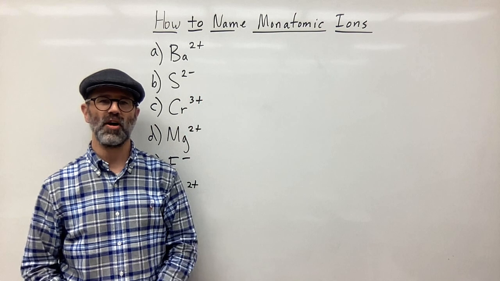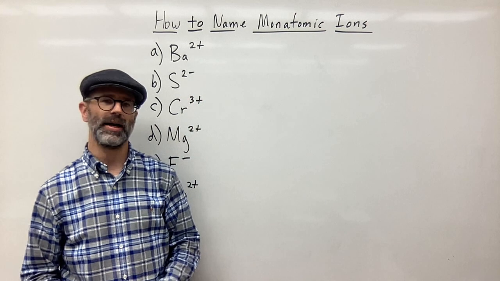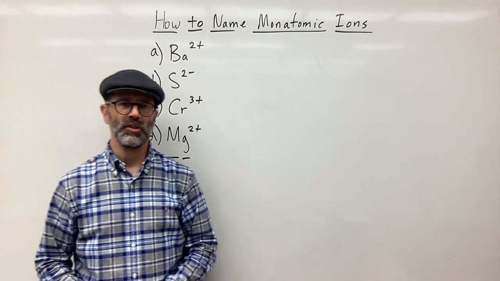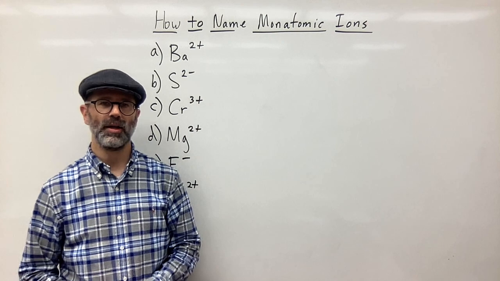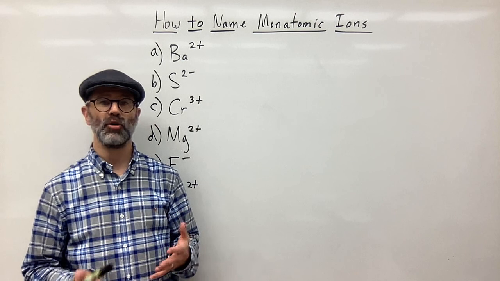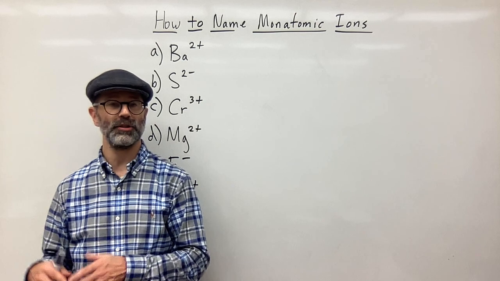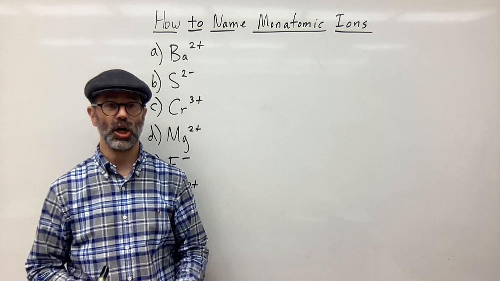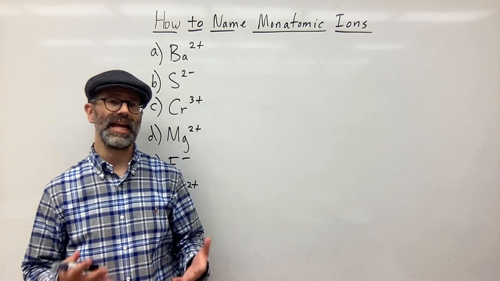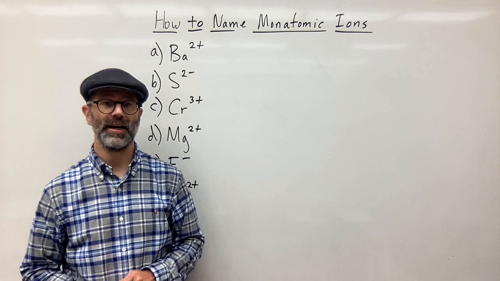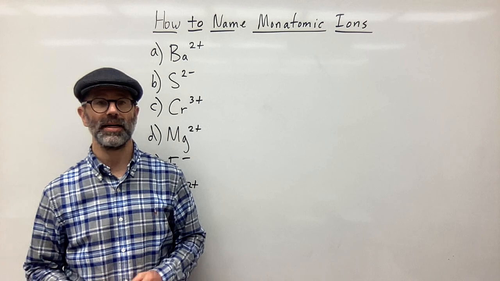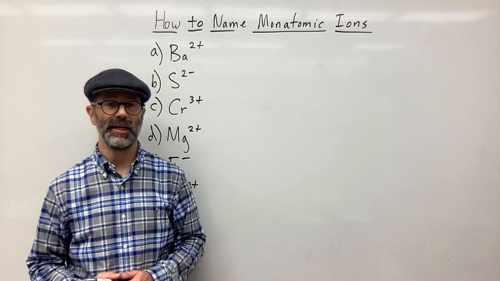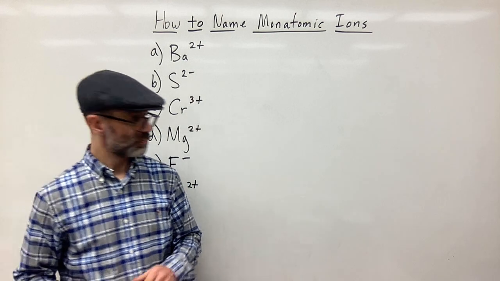My name is Mr. Cobalt, and in this video I'm going to show you how to name monatomic ions. So let's get into this. What are monatomic ions? Well, as the name suggests, mono refers to one, atomic refers to atom. So we're talking about ions that are just one atom with a charge on it. We're going to name some of these ions, and I'll explain the rules of how to name your monatomic ions. So let's get into this.